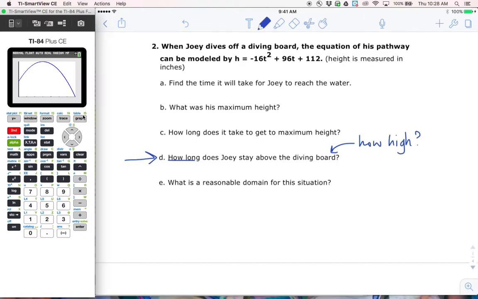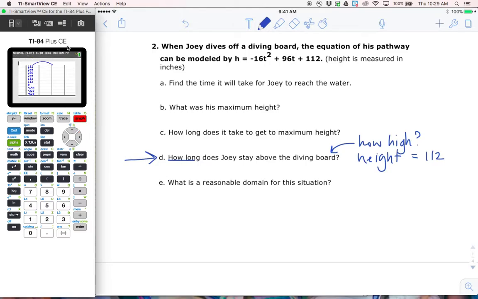Look at your table. When x is 0, when the time starts, he's already 112 feet off the ground. So the height of the diving board must be 112. Because if he's starting 112 feet off the ground, he's standing on something, and that something is the diving board. So how long does he stay above the diving board?